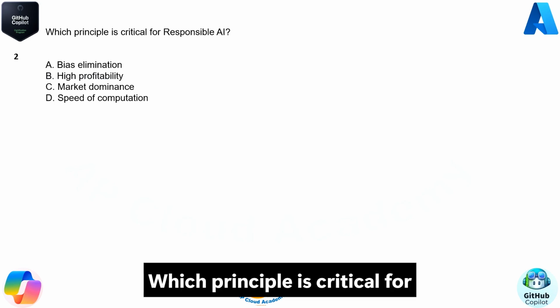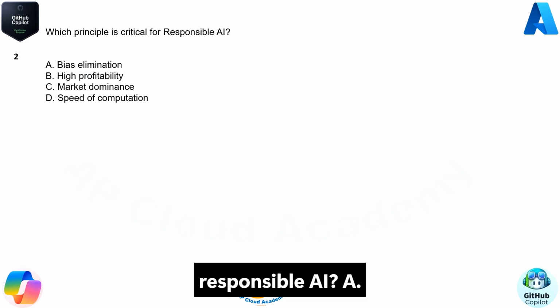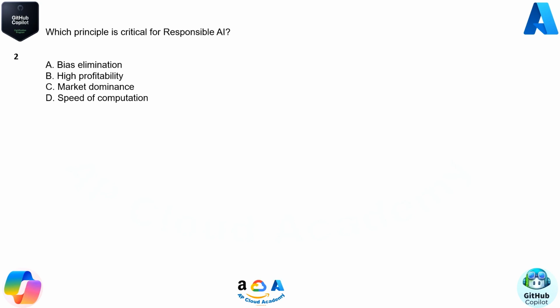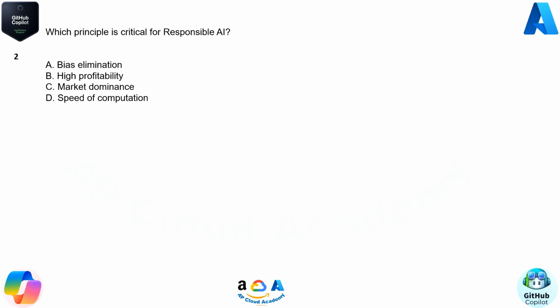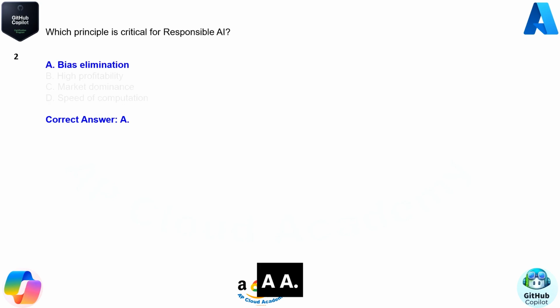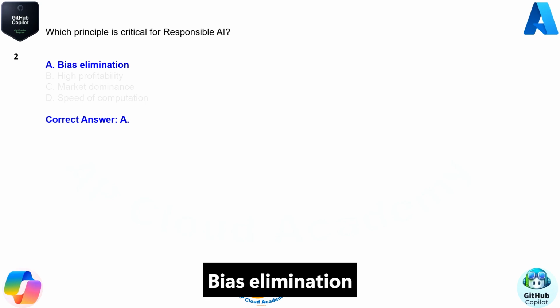Which principle is critical for responsible AI? A. Bias elimination. B. High profitability. C. Market dominance. D. Speed of computation. Correct answer, A. Bias elimination.